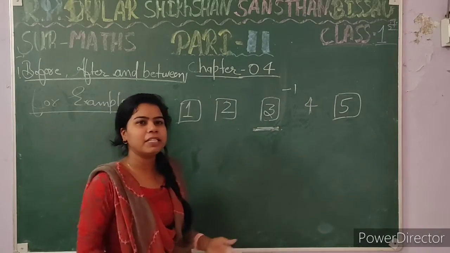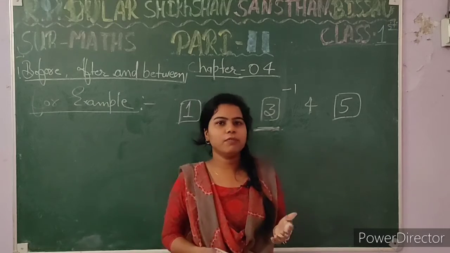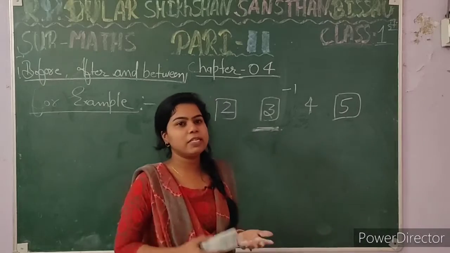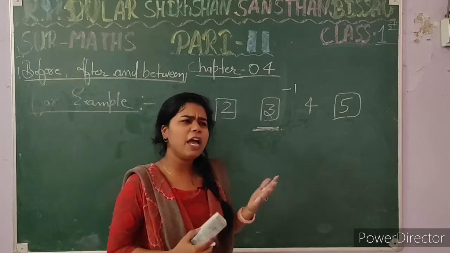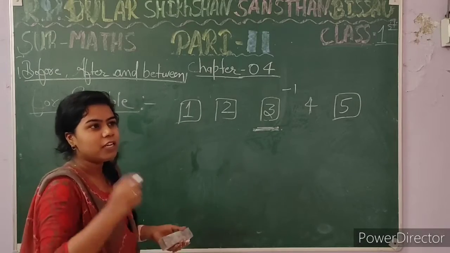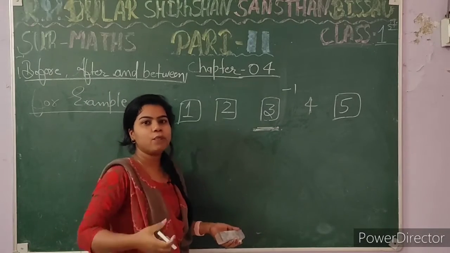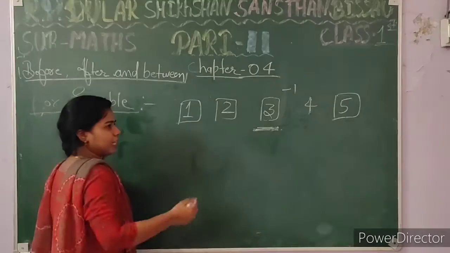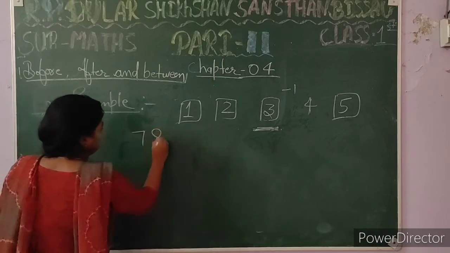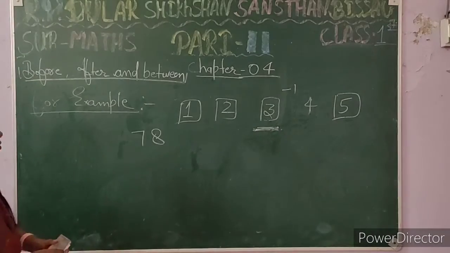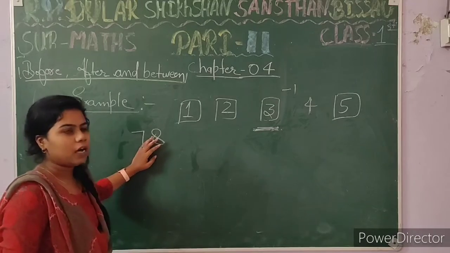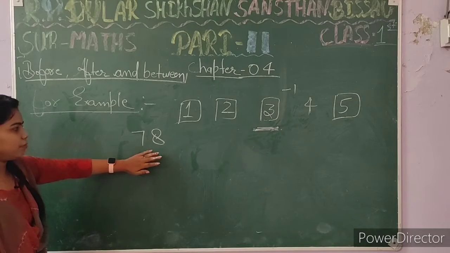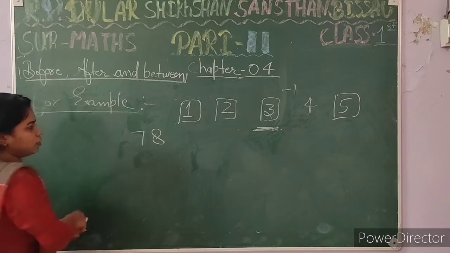Okay students, if we have any number and someone asks us which number comes before 23, which number comes before 24, which number comes before 37, 78, anything, then when the question has the word before, we use -1. Students, look carefully at what I am explaining. Which number comes before 78?